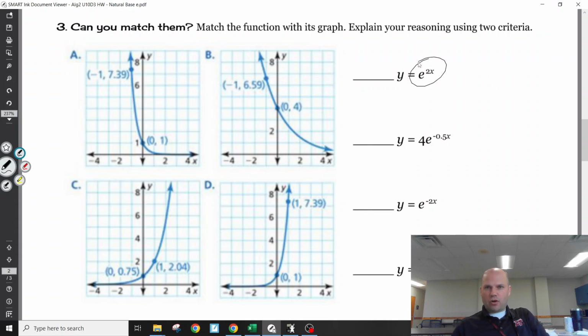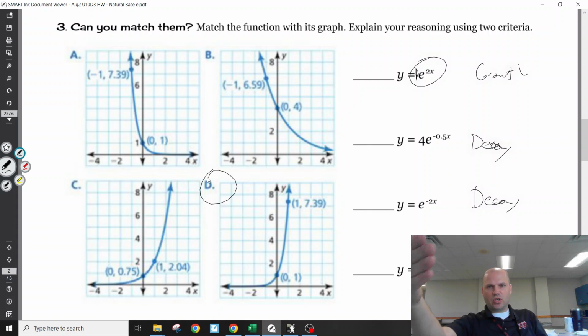So we know these are growth. This is going to be a decay. This is going to be a decay. This is going to be a growth. For this guy, the initial value is 1. So I'm looking for a 1 and a growth. I don't have to graph this, but obviously you can use Desmos to graph this and check.